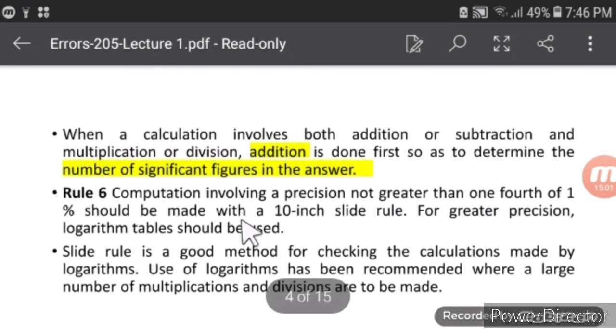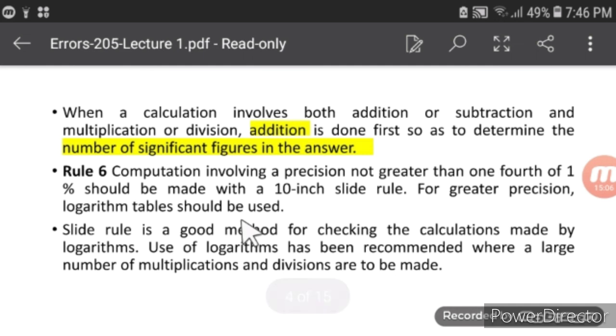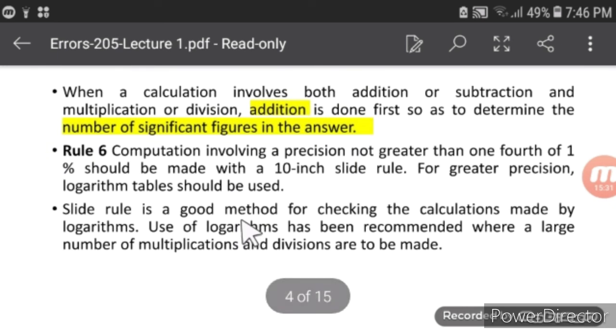Let's talk about our last rule, the sixth rule. It is basically the rule which sums up all the things. When the calculation involves both addition and subtraction, what should you do first? You should do the addition first, to determine the number of significant figures in the answer. Rule number 6 tells us computation involving a precision not greater than 1/4% to 1% should be made with the 10-inch slide rule. Okay, this is basically the rule.